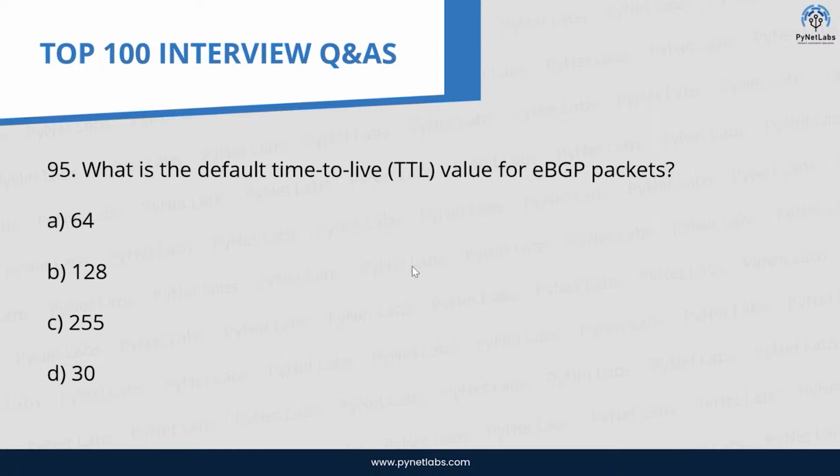You know that the TTL field in the IP packet indicates the maximum number of hops that a packet can travel through before being discarded. This value helps in preventing routing loops, ensuring the packets do not circulate indefinitely in the network. Therefore, option B is going to be the correct answer.